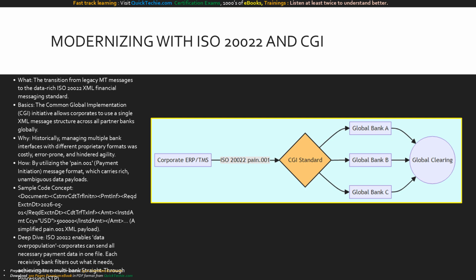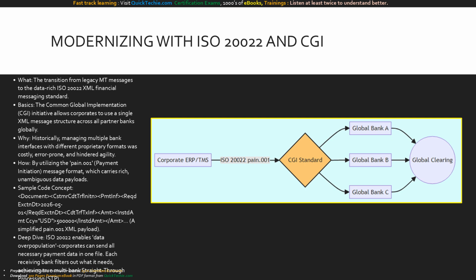This flowchart highlights the efficiency of the CGI standard. On the left, the corporate ERP generates a single ISO 20022 Pain.001 message. It hits the CGI standard node in the middle. Because it's universally accepted, this exact same file is routed simultaneously to global bank A, B, and C without any custom translation or formatting.